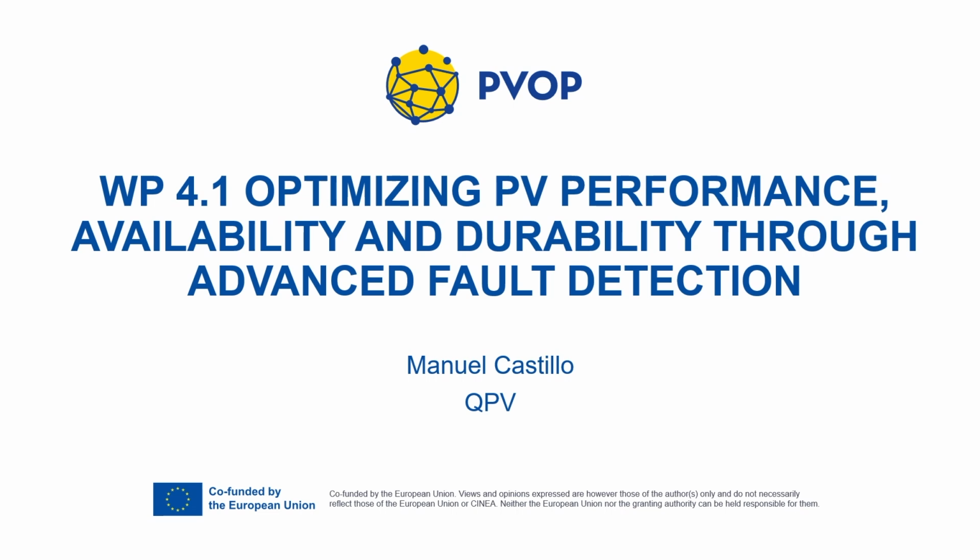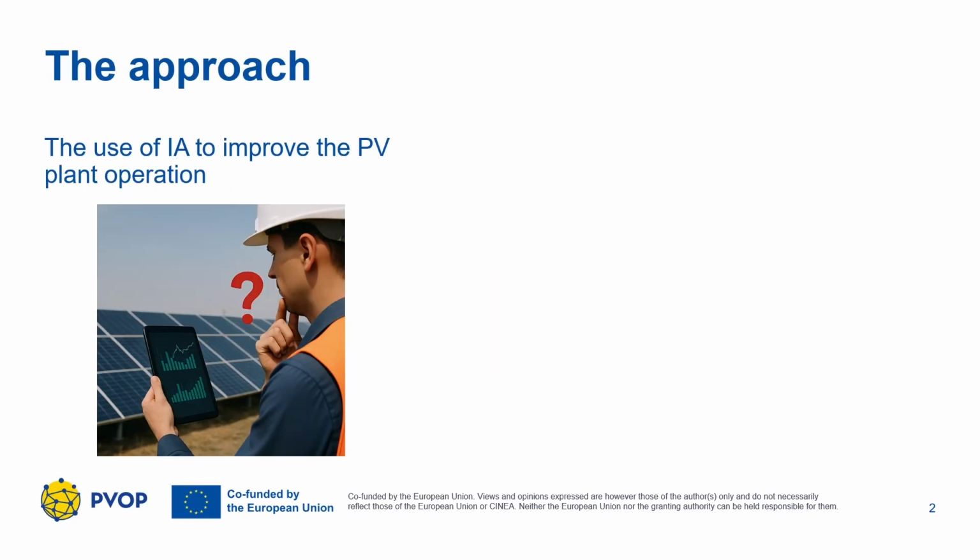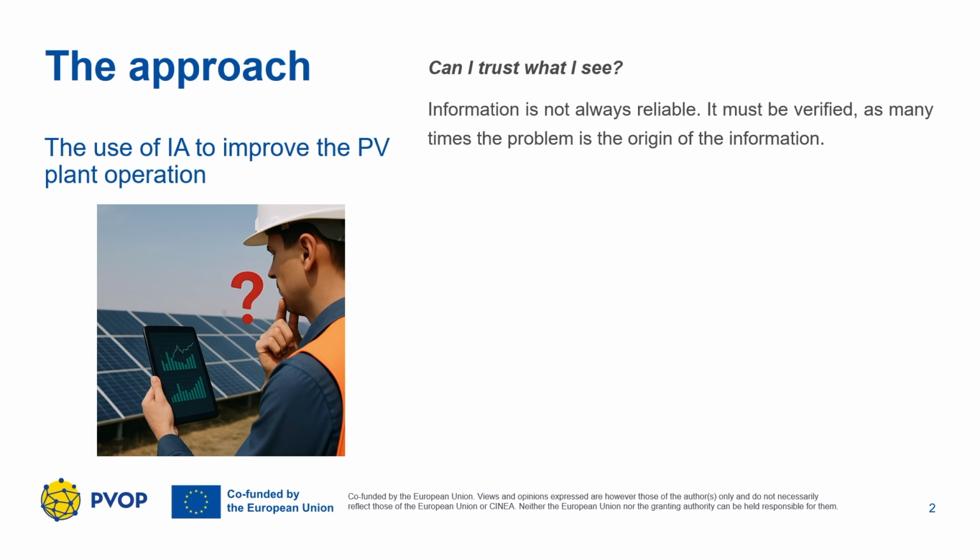The working package 4.1 of the PVOP project seeks to advance artificial intelligence algorithms capable of detecting and diagnosing failures in photovoltaic plants. This development must be focused on helping in the operation of the plants, which involves answering questions related to their status. Can I trust what I see?